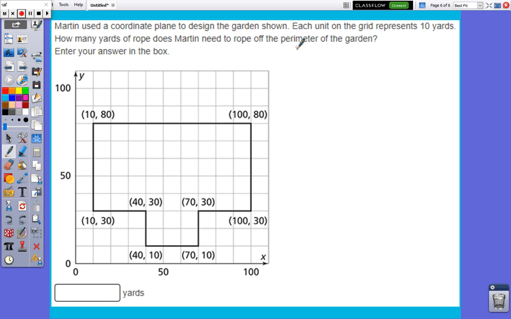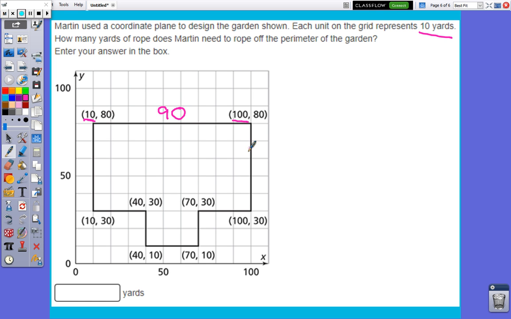Martin used a coordinate plane to design the garden shown. Each unit of the garden represents 10 yards. How many yards of rope does he need? Well, the distance from here to here is 9, right? But because each grid represents 10 yards, wouldn't that be 90?